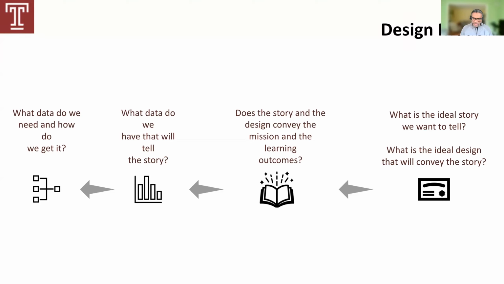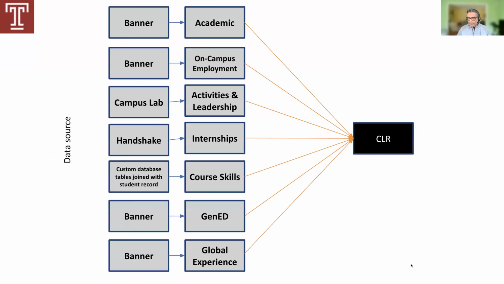The next thing was to identify what data we have that will tell that story, what data we need, and how we get it. The idea behind this is that we don't stop because we don't have something. We keep working to acquire what we don't have so that our end goal is reached. The next slide highlights that journey, which aligns with the data and the story that our CLR tells.